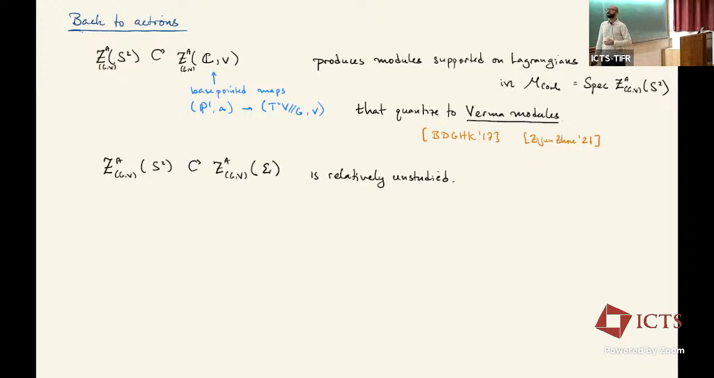So the thing that's happening at infinity is a boundary condition, and topological boundary conditions will always give you Lagrangians inside the moduli space, and I guess that's morally why it's showing up.